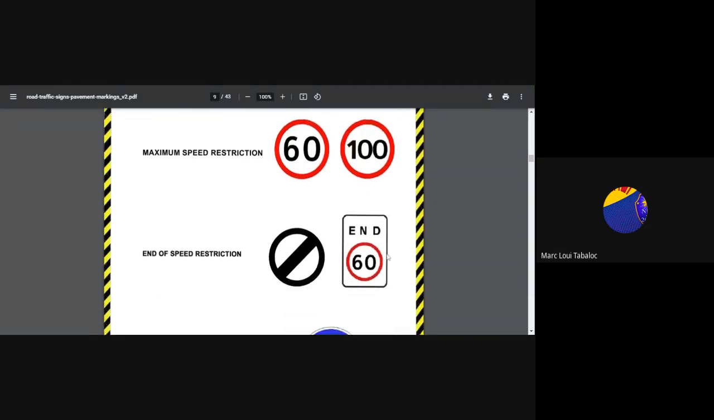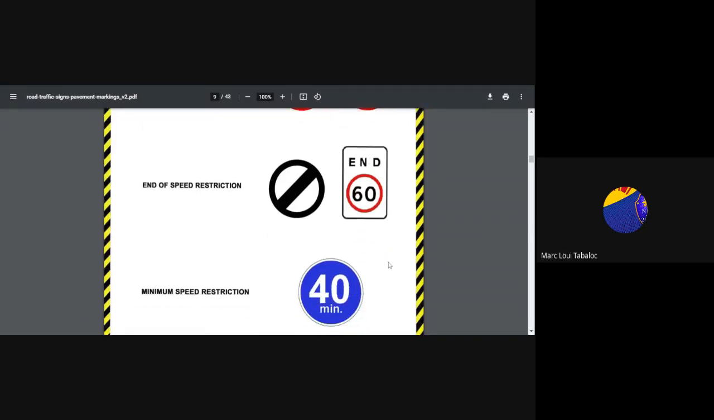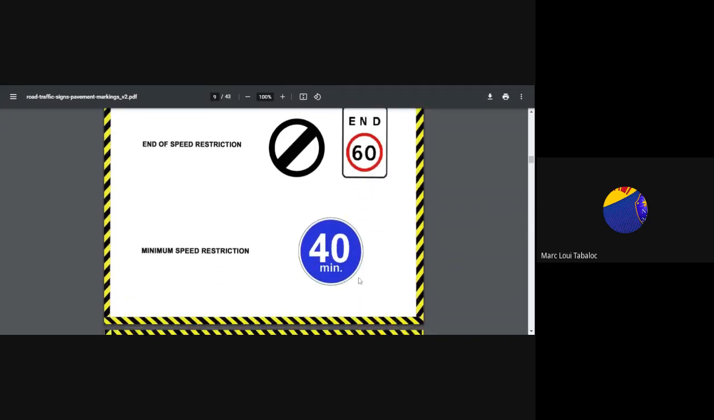And of course, there are those end of speed restriction signs. Okay? Yan yung sinabi ko, minimum speed restriction.